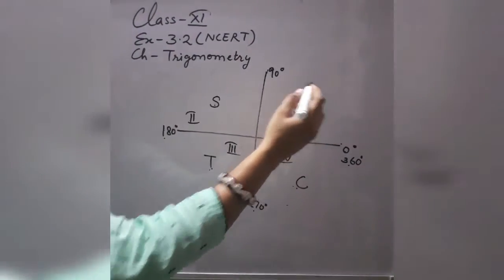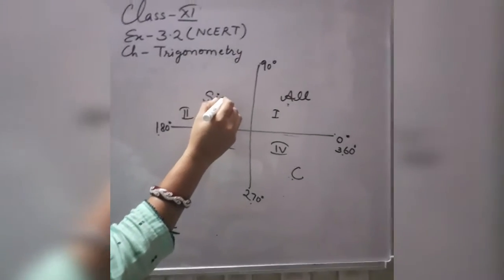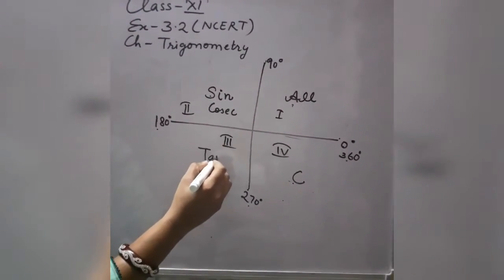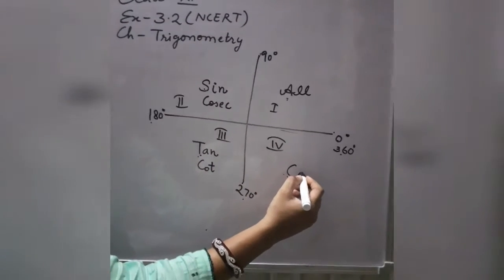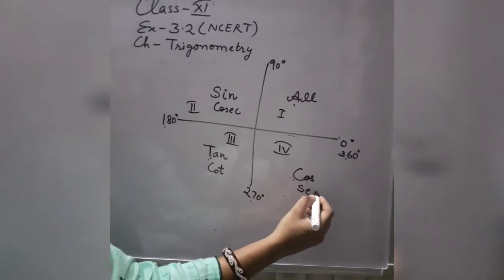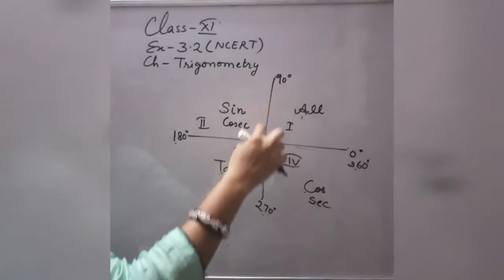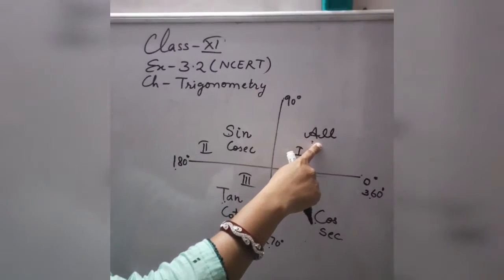A here stands for all trigonometric ratios. S means sine, and the reciprocal of sine is cosecant. T means tangent and its reciprocal, cot. And C here is cos, and the reciprocal of cos is secant. I have written A in the first quadrant. It means all trigonometric ratios are positive in the first quadrant.